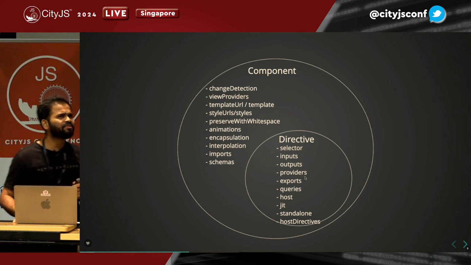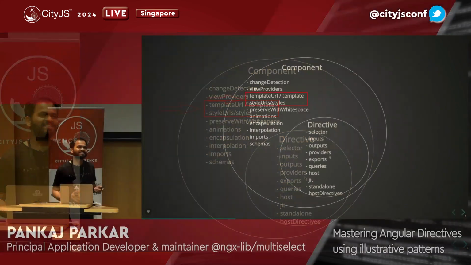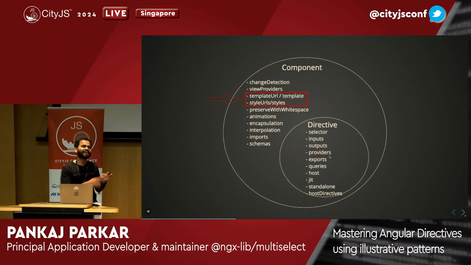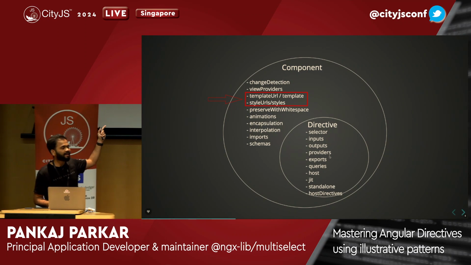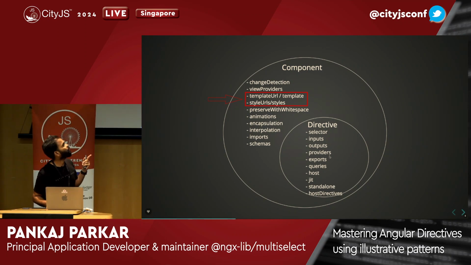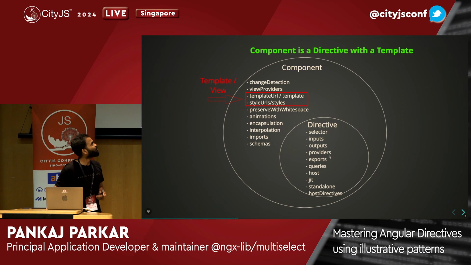So what is the major difference between these two? Component has a view. That's why it has a template, and since it has a template, it has style. So you have the ability to pass template and style to the component, whereas in a directive you cannot do that. So in short, you can say a component is a directive with a template. That means a directive is the building block that does not contain a template.